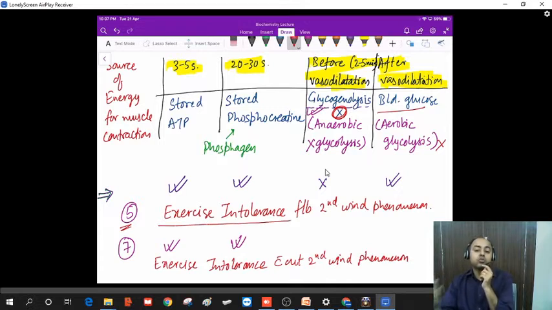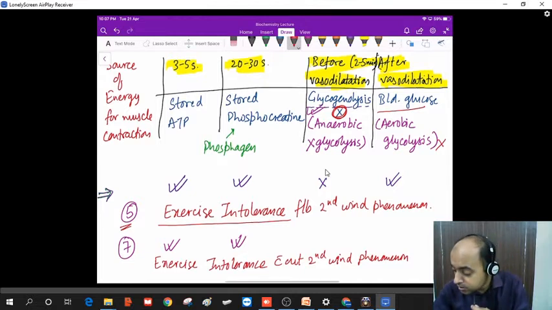The person cannot do the physical activity after 20 to 30 seconds, when the stored phosphocreatine is exhausted. But when you start doing the physical activity, the stimulus goes to the ANS for vasodilatation. Even if you stop exercising after 30 seconds, that stimulus is already gone, and the response will appear. And what is the response?